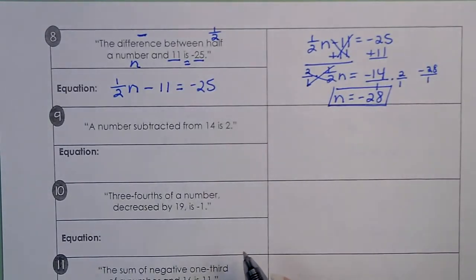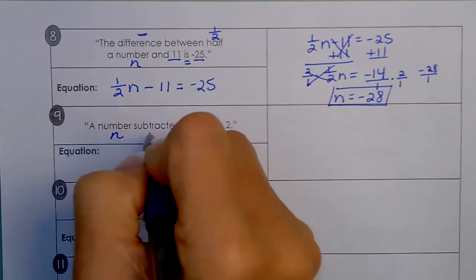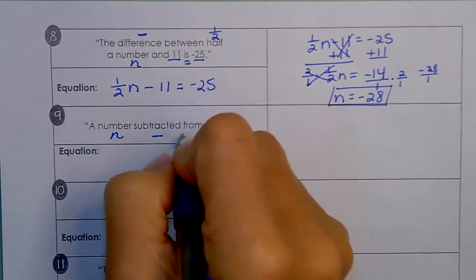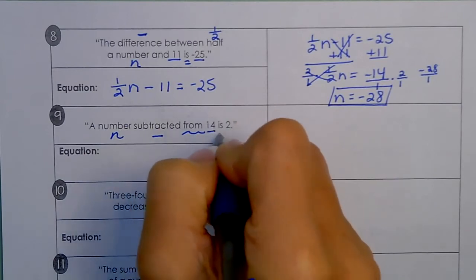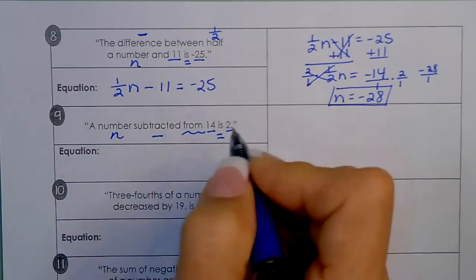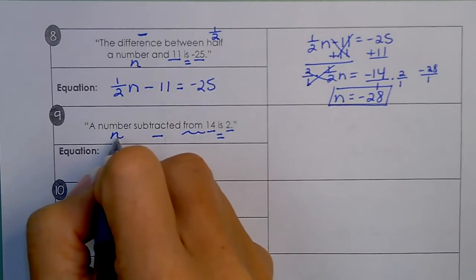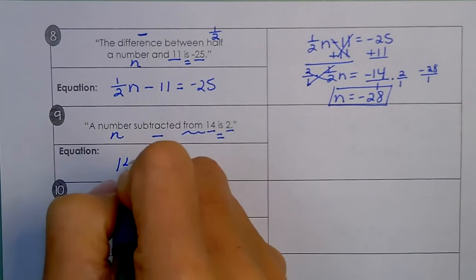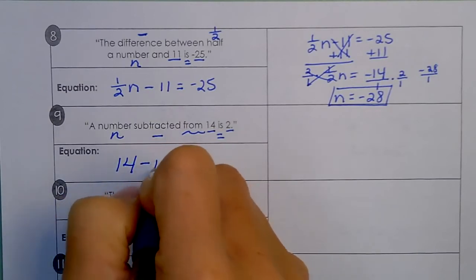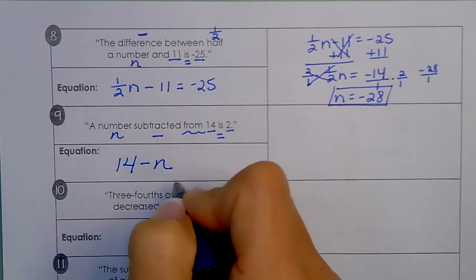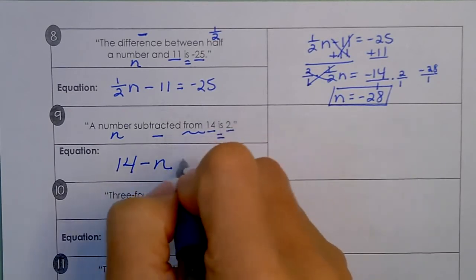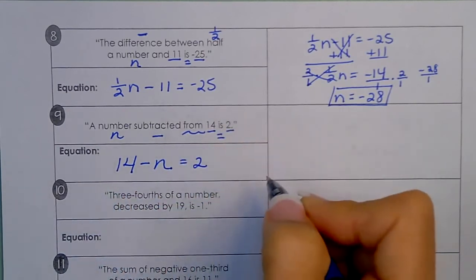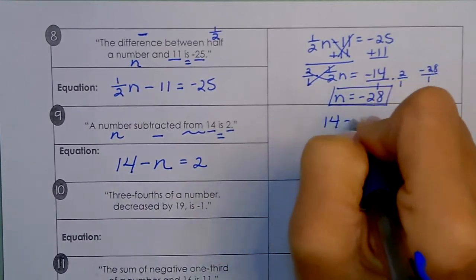Number 9. A number subtracted from 14 is 2. So that's important. We're subtracting a number from 14. So 14 goes first, and then we're going to take that number away from it. Is 2 equals 2. Let's solve for n.